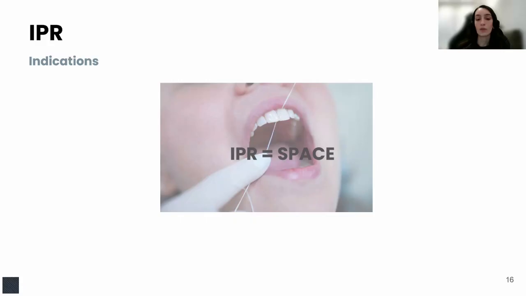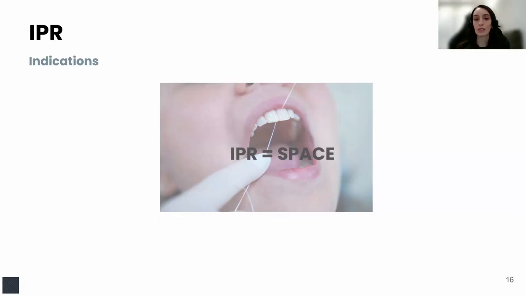So as I mentioned, we're going to talk about the indications. And again, IPR is something you think about whenever you think about needing space. So we already know that clear aligners are a closed system. And when we say a closed system, it simply means that there are certain forces.